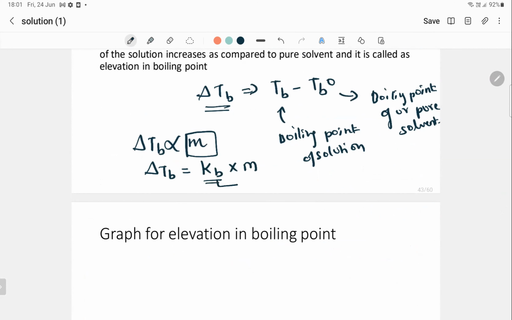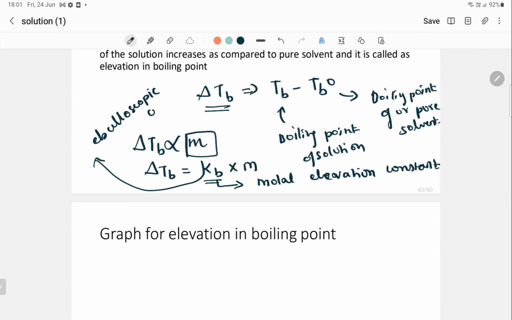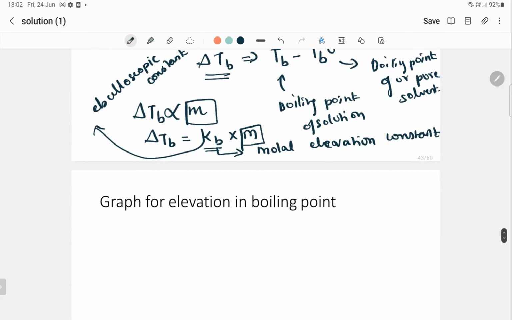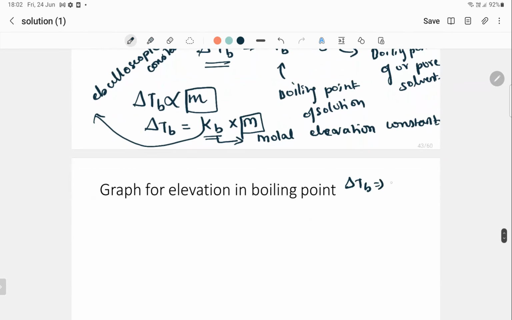What is this Kb? It is your molal elevation constant. It is also known as the ebullioscopic constant. All this will be in your book. Now we can write the formula of molality here. Delta TB is equal to Kb into the formula for molality, which is the given mass of the solute divided by the molar mass of the solute, into 1000 divided by the mass of your solvent in grams, that is, present in 1 kilogram of your solvent.